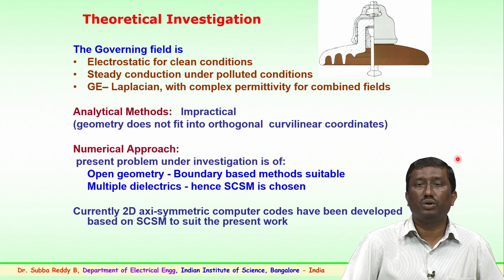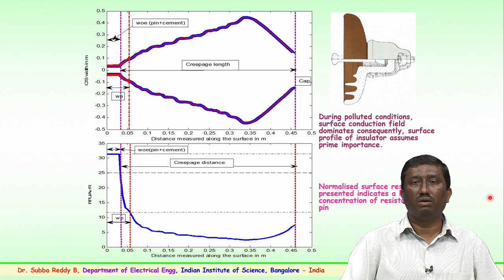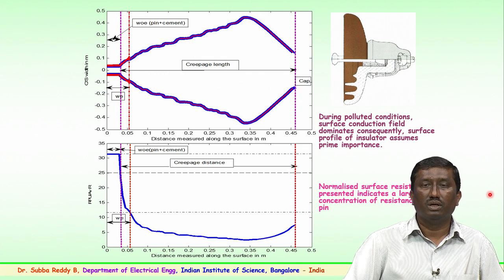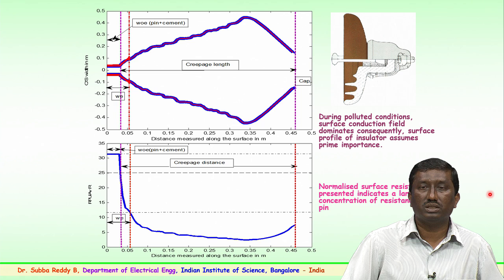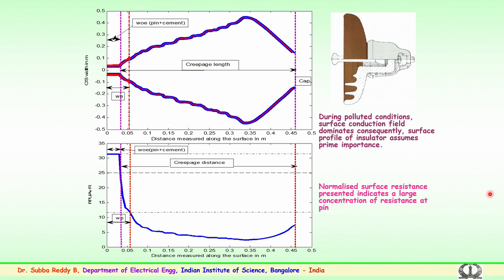So, we have developed computer codes for the surface charge simulation method, particularly looking into the effect of pollution conditions and the surface conduction field which dominates over the conduction period. So, the profile of the insulator assumes very important, prime importance. This is a metal pin junction, this is the cap, and from here is the creepage or the petticoat region which has been shown here.